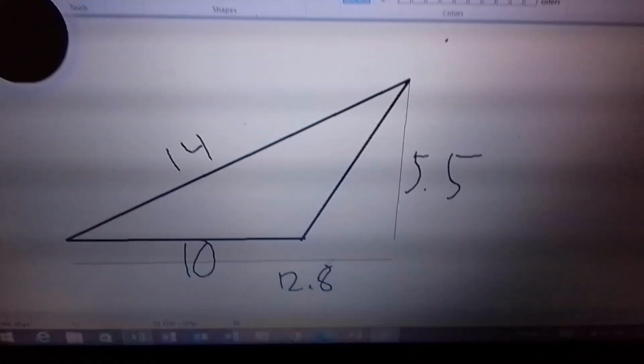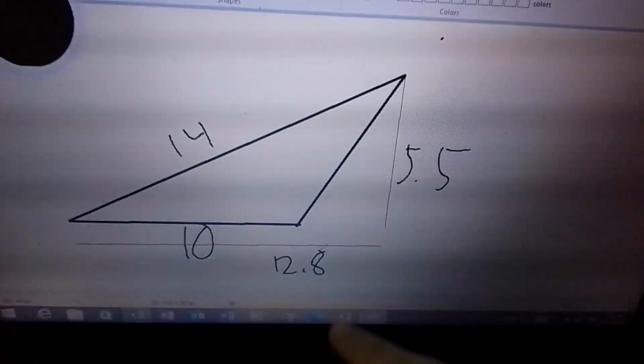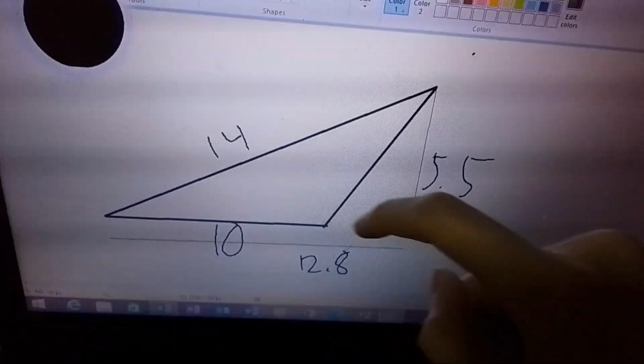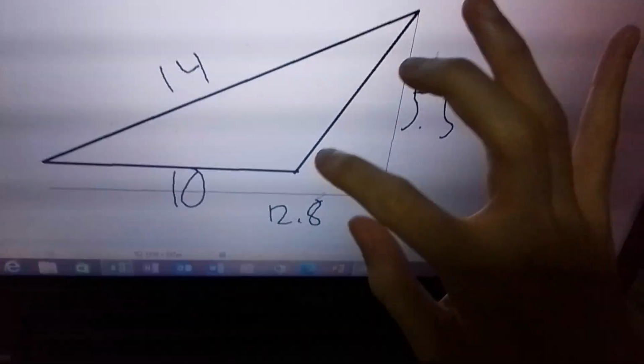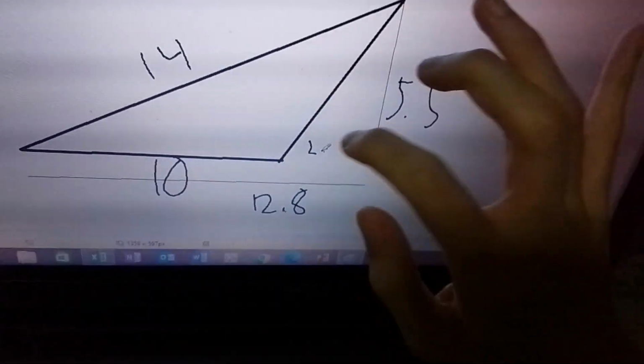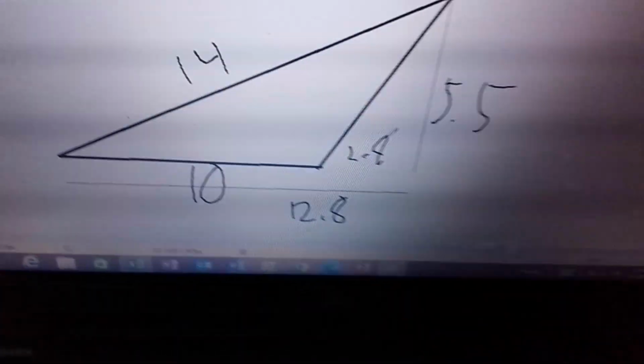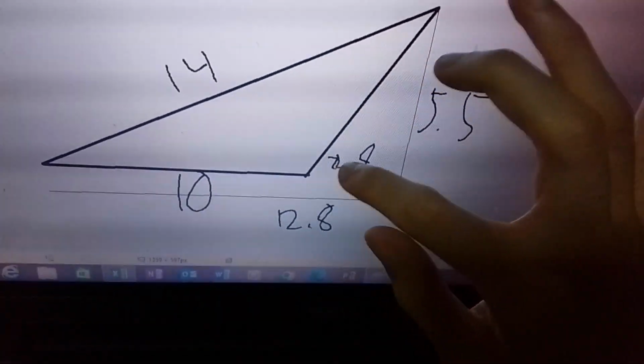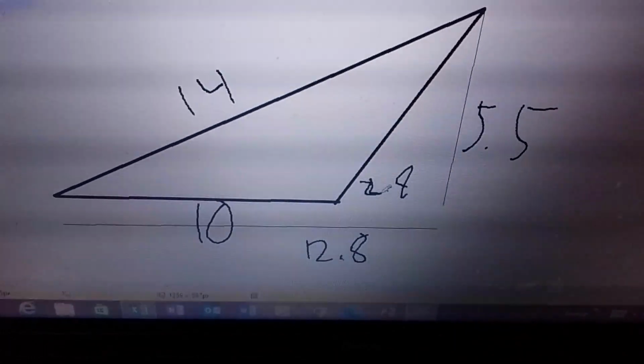So going back to our triangular diagram, we have 12.8 here. Now, remember, this is 10 meters, this is 12.8. So therefore, we know that this one is supposed to be 2.8 meters. Let me fix that. Yes, that's 2.8 meters.